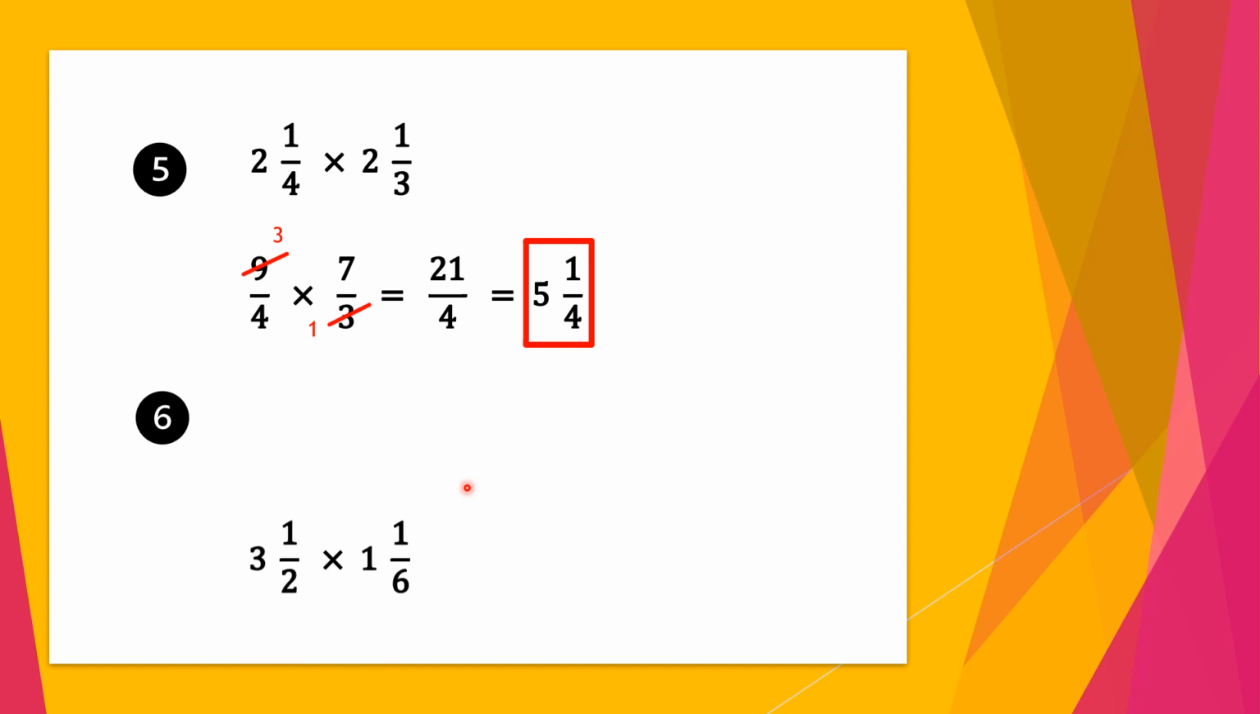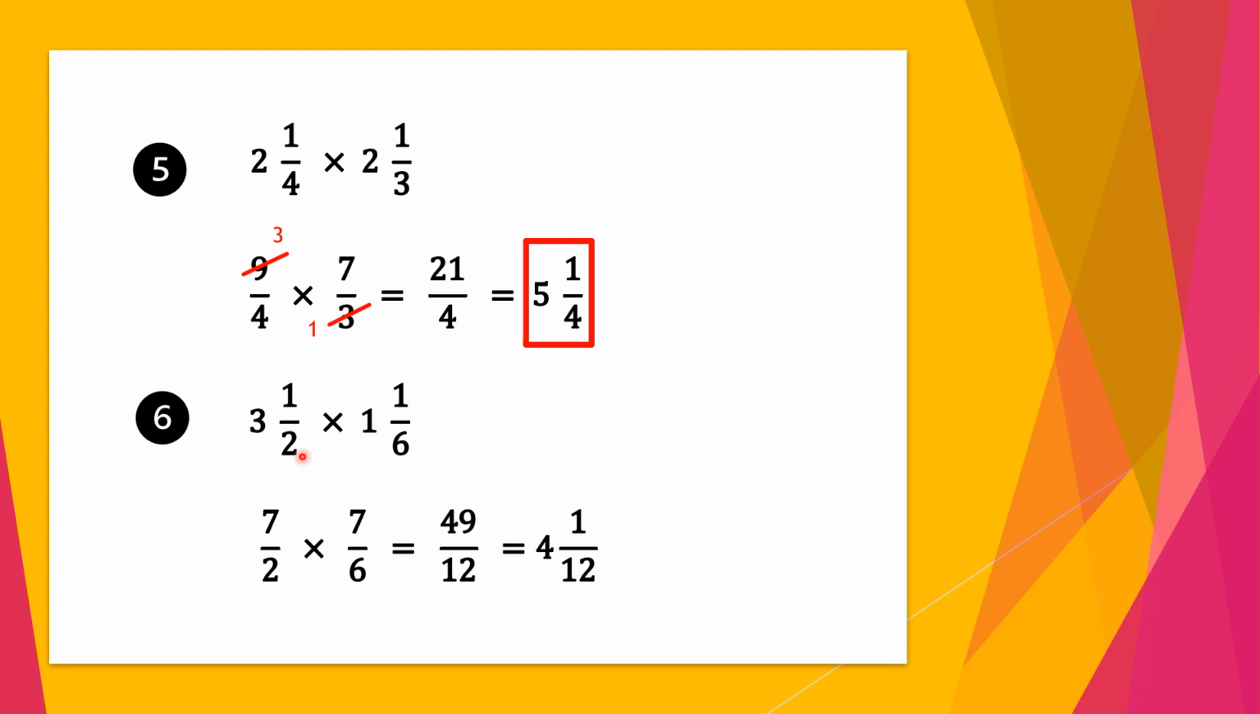Moving on to question 6, we have 3 1/2 times 1 1/6. Again, first thing we do, we convert our mixed fractions into normal fractions. So 2 times 3 is 6, add 1 is 7, and we bring our denominator 2 as this. We bring our multiplication sign as this, and we do the same thing for the second fraction. 6 times 1 is 6, add 1 is 7, and we bring our denominator 6 as this.